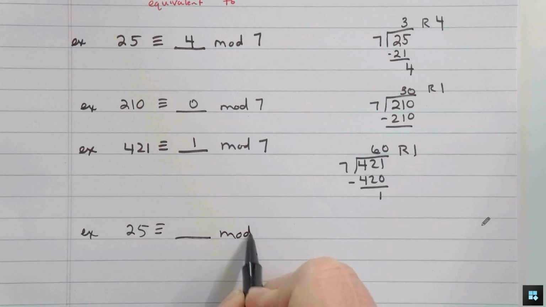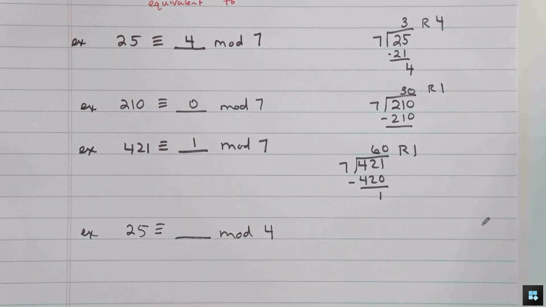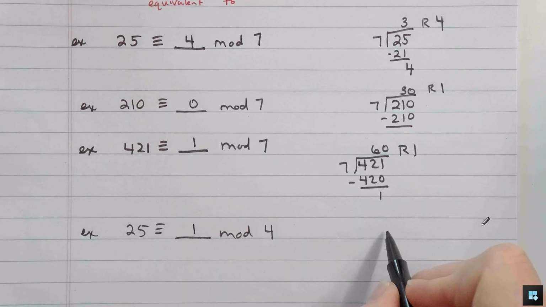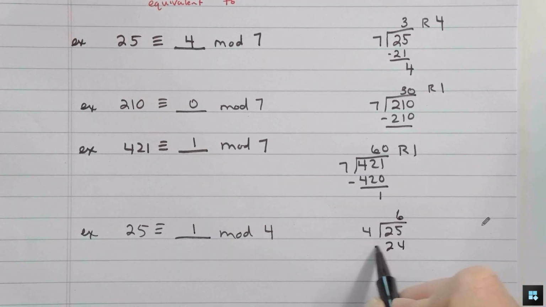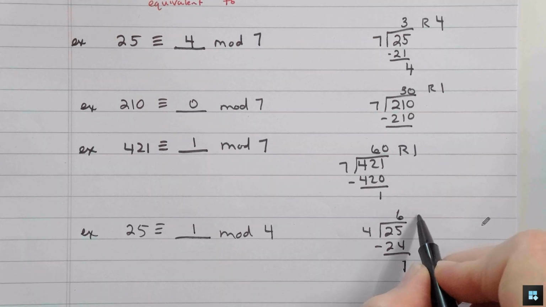So if you know your multiplication table, some of these you can do in your head, right? Anyone know this one? It is 1. Good. Because 25 divided by 4 is 6 point something, because 6 times 4 is 24. And when you subtract, you get that remainder of 1.